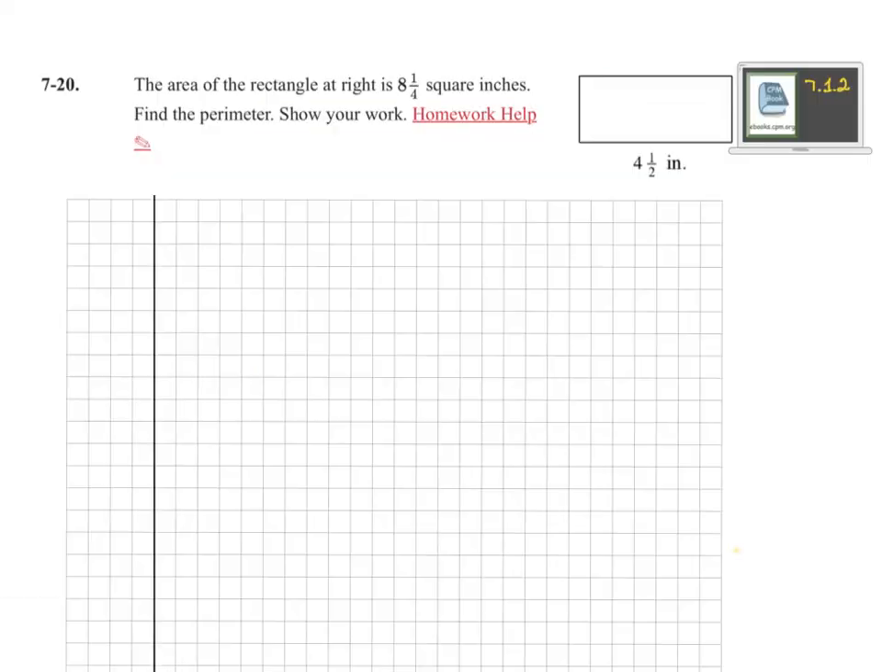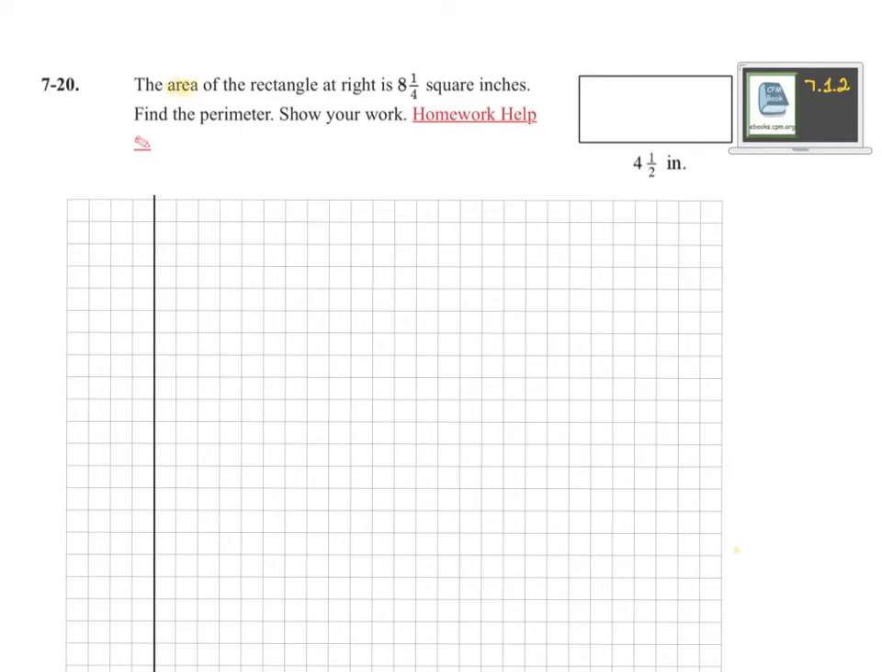Let's start. The area of the rectangle at right is 8 1/4 square inches. Find the perimeter. Show your work. And we have the option of homework help that only works when you're on the actual ebook. Right now, let's make sense of what's given and what we're going to write in our notebook.